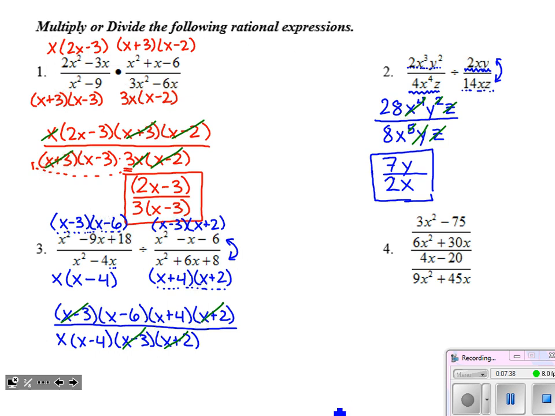So my final answer, and you are allowed to keep this all factored out if you want. I'm going to write it underneath here to save room for number 4. Got my little recording window in the way. X minus 6 times x plus 4 all over x times x minus 4. And that's it.